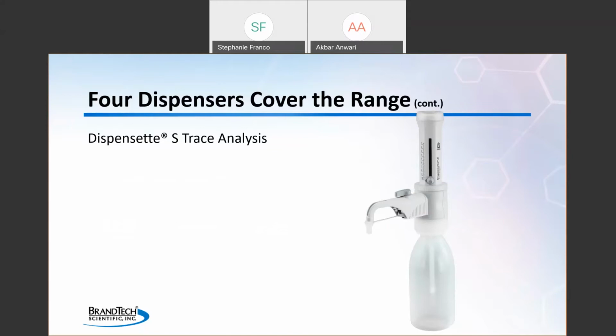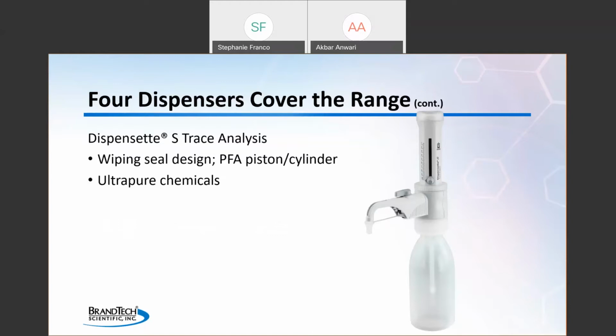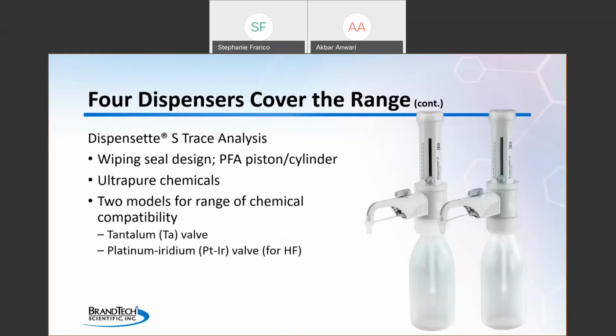The Dispenser S Trace Analysis is a wiping seal dispenser. It has a piston and cylinder of PFA with a wiping seal design and components made of inert materials. It is the dispenser used for ultra-pure chemicals. The Dispenser S Trace Analysis is available in 2 different models, one with a tantalum valve spring, one with a platinum iridium valve spring, to allow for a wider range of chemical compatibility. The Dispenser S Trace Analysis with platinum iridium valve spring is also suitable for hydrofluoric acid.